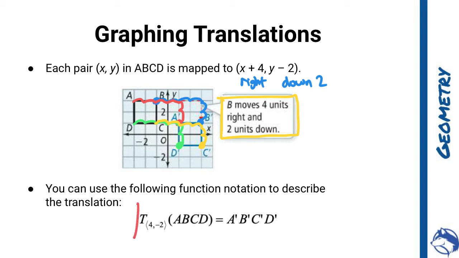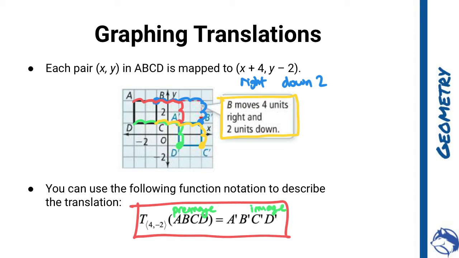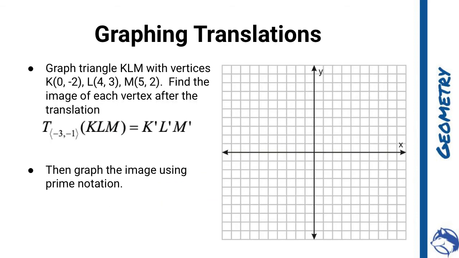Another way that you could be given this, it looks like this. And what this means is that the translation of moving 4 to the right, down 2, of A, B, C, D is equal to A prime, B prime, C prime, D prime. And remember, this is our pre-image on this side, and this over here is our image, what we're trying to find.